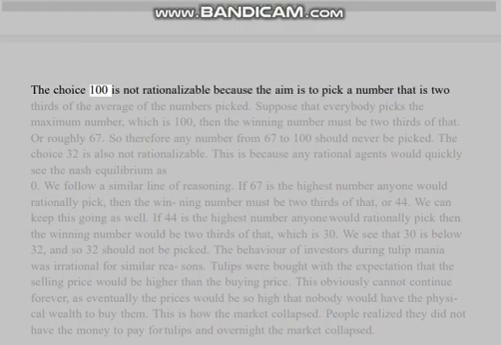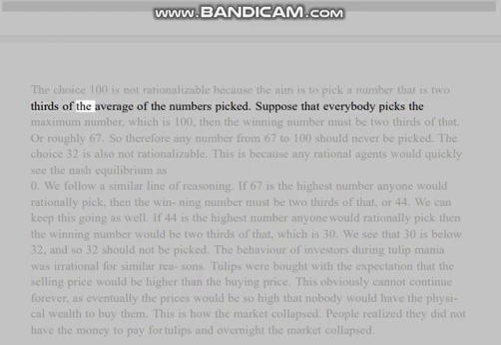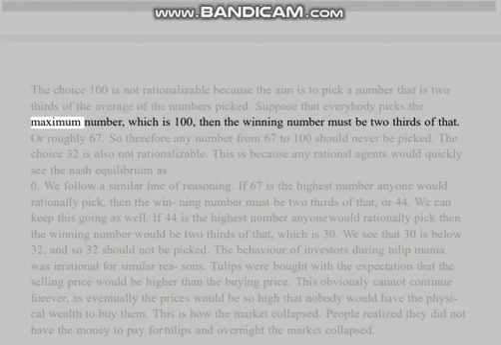The choice 100 is not rationalizable because the aim is to pick a number that is 2/3 of the average of the numbers picked. Suppose that everybody picks the maximum number, which is 100.